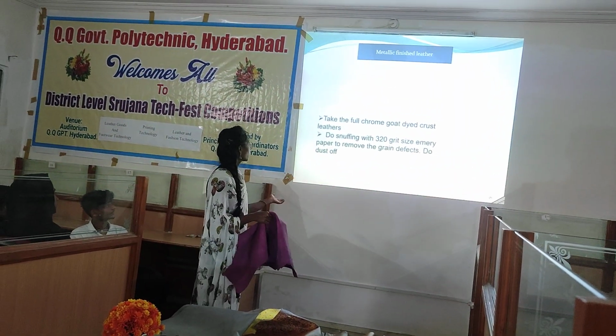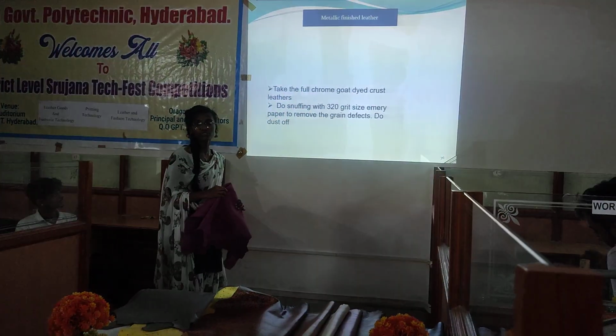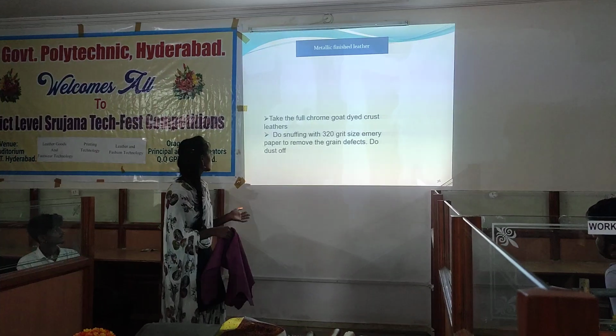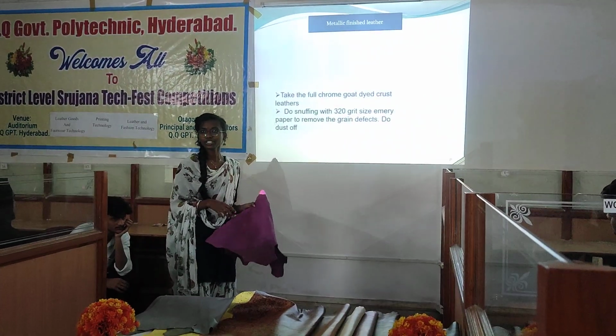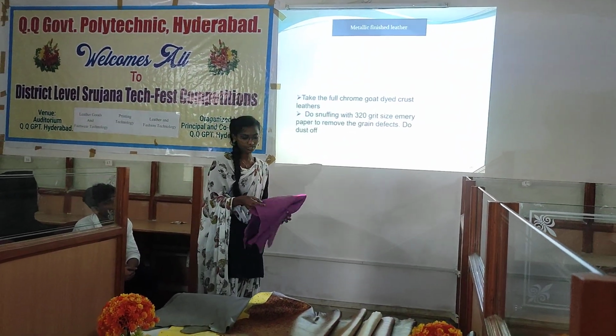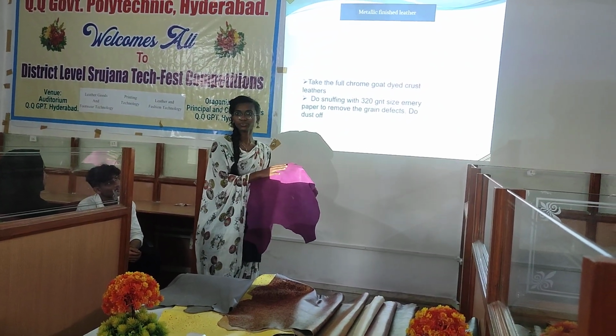And here this is the process of metallic finish leather. We have to take a full chromed goat dried crust leather and we have to do buffing. It is done with 320 grit emery paper, and buffing is done on the grain side. Buffing is done to remove the defects on the leather.